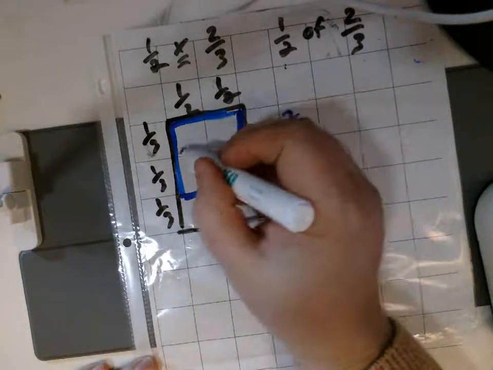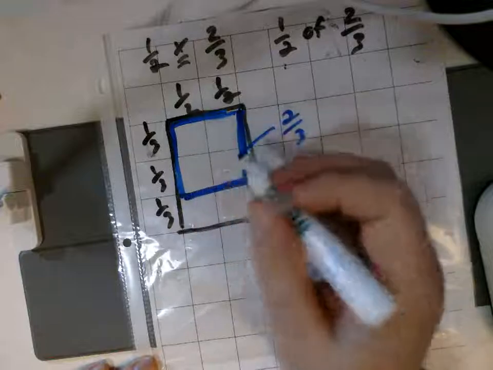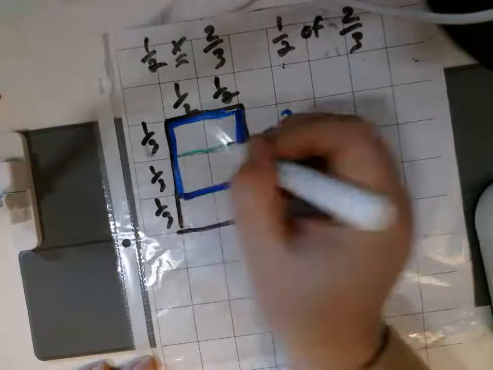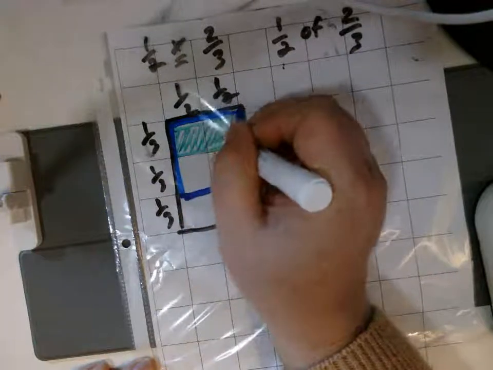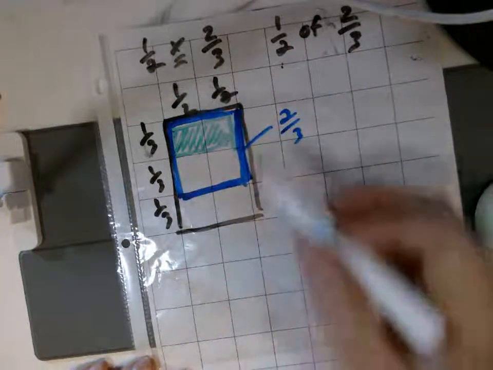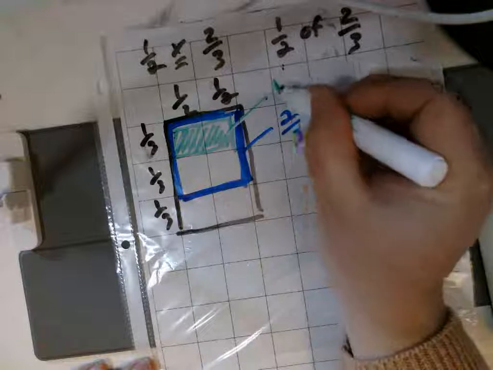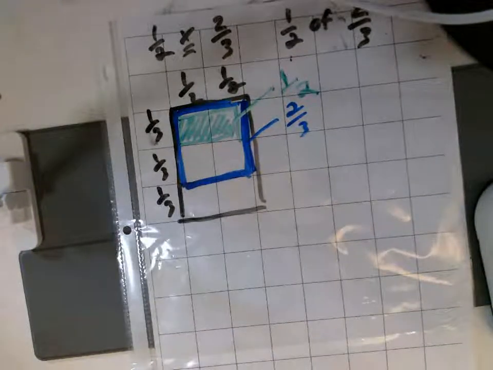Okay, so if we have one row here and one row here, dividing it in half looks a little something like this. Now it's completely in half. We could even write 1/2. Okay.